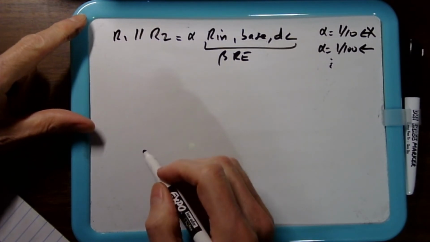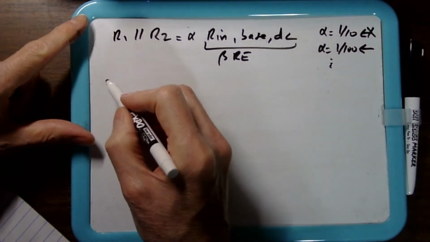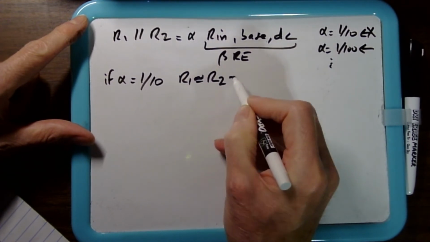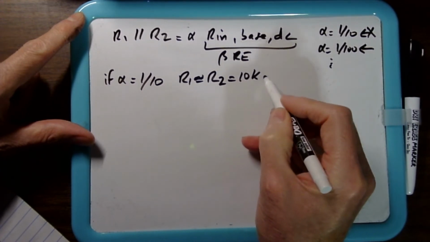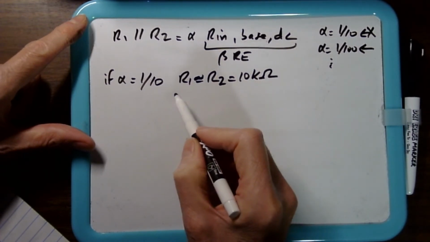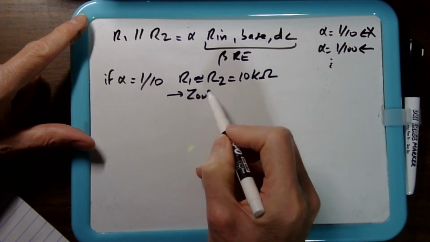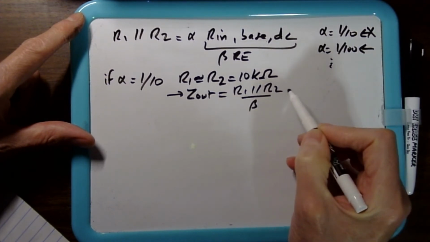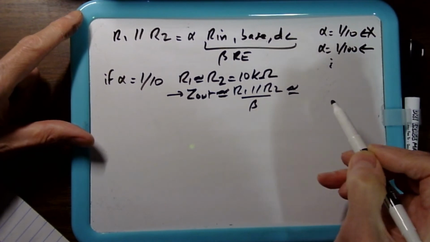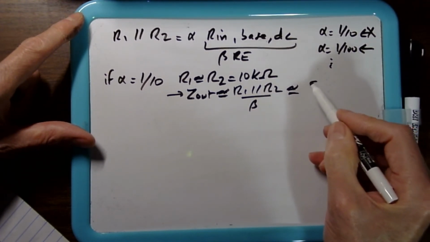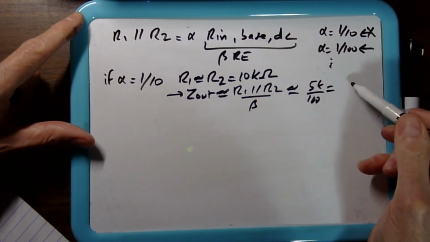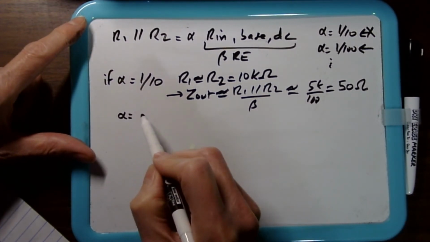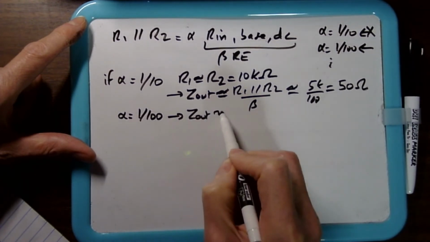Let's try to explain why based on Z out. So if alpha equal 1/10, R1 equal R2 is about 10k, and in that case, you end up with a Z out equal to R1 in parallel with R2 divided by beta, about, not exactly equal. So that's 5k divided by beta, 5k divided by 100. So 5000 divided by 100, it's 50 ohm. If you do 100, which is what I chose, you get Z out equal about 5 ohm.